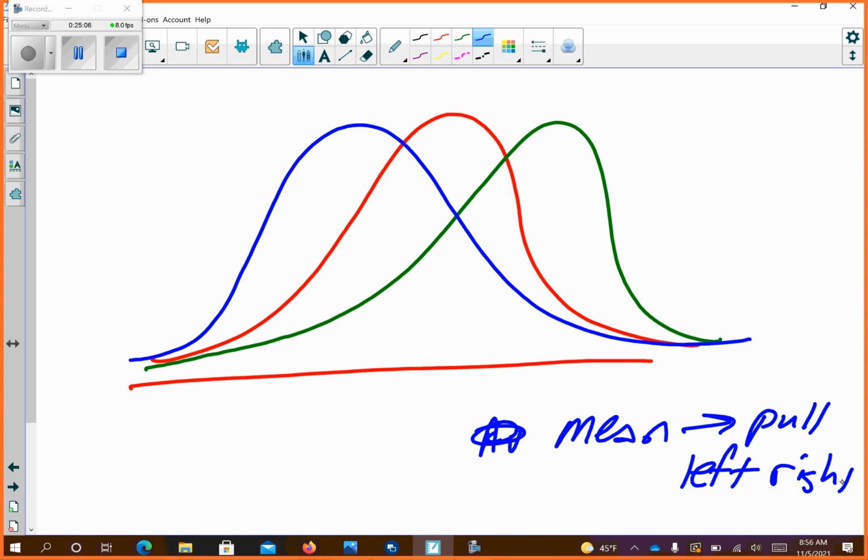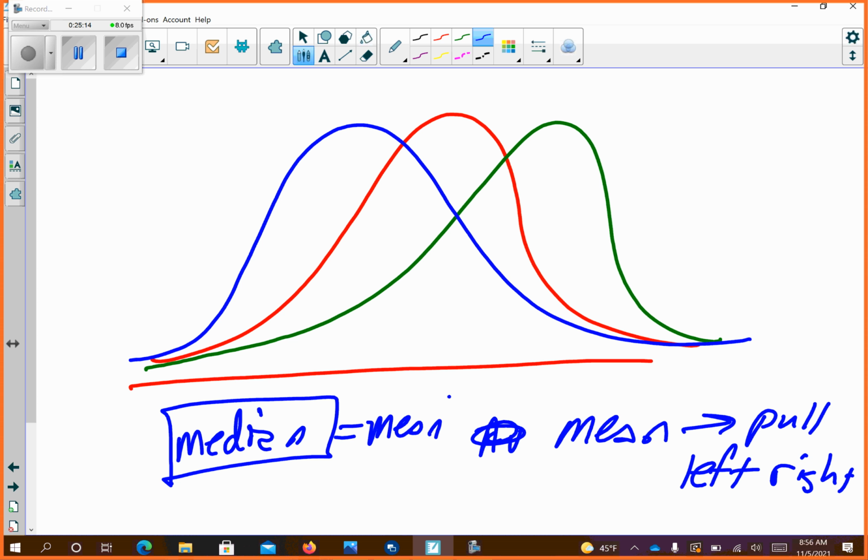And that's why when you look at a normal distribution, you want to think about, what is the median? Is the median equal to the mean? If so, you're probably more than likely dealing with a normal distribution. If the median is really far away from the mean, then your graph is being pulled to the right or to the left. Okay? So many things in life deal with the normal curve.